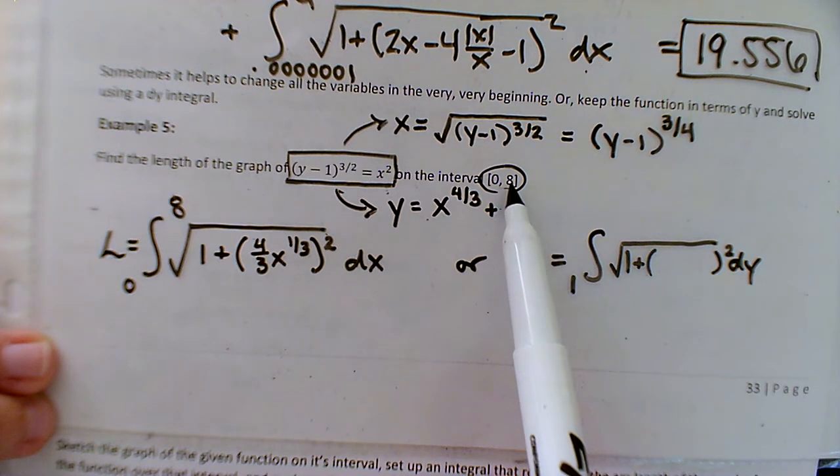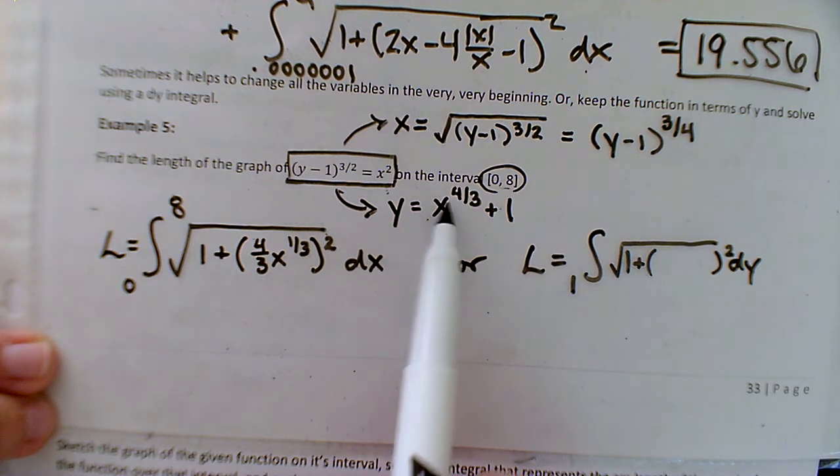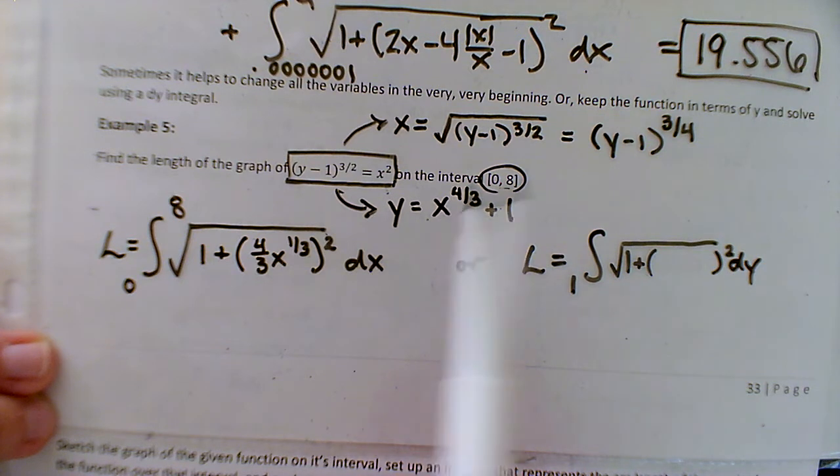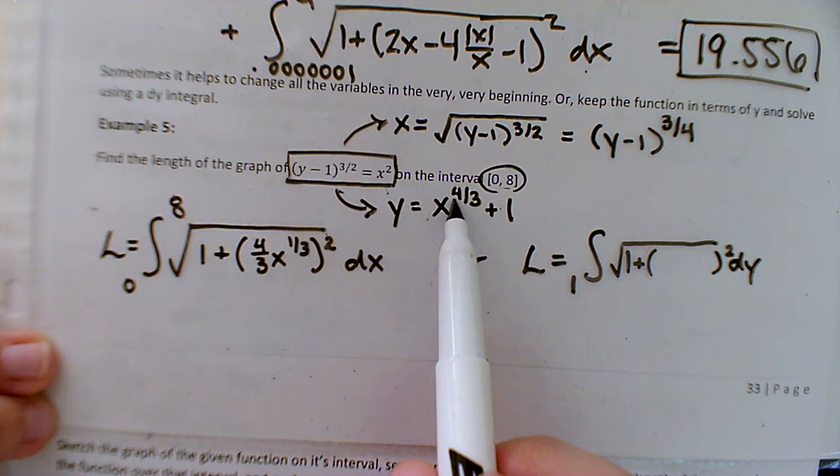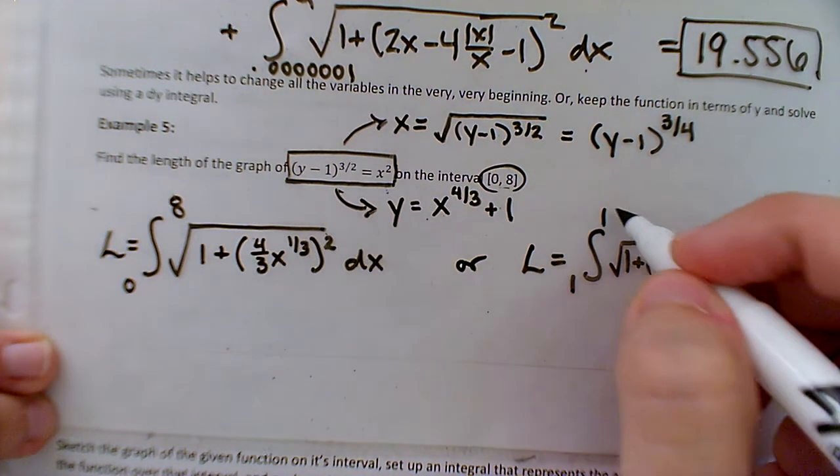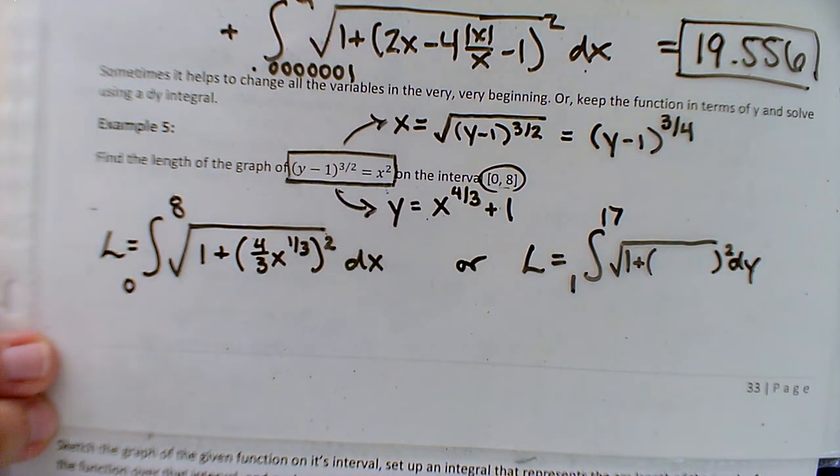And now let's test out the 8 value. If we plug in 8 for x, let's see, 8 to the 4/3. Do you want to raise 8 to the 4th power, or do you want to cube root 8? All right, so cube root of 8 is 2. 2 to the 4th, 16 plus 1, 17. So your new upper bound is 17.